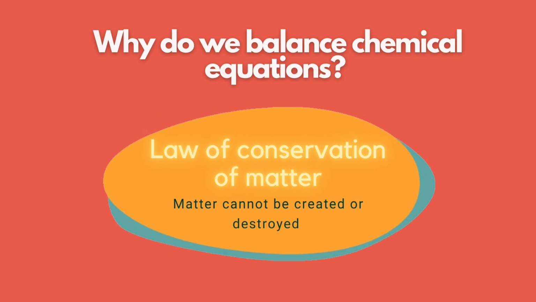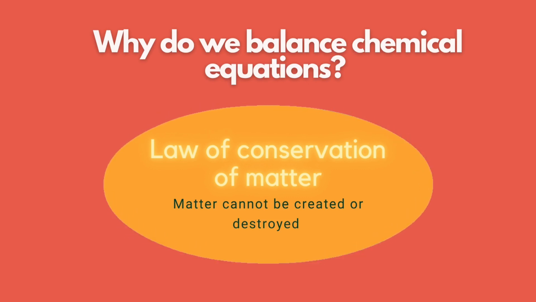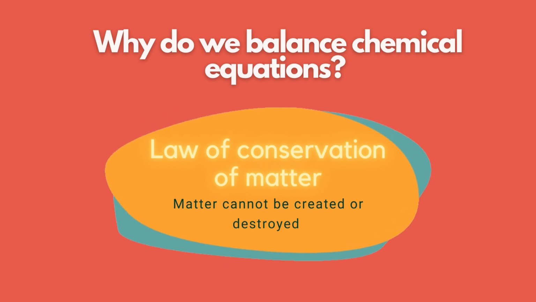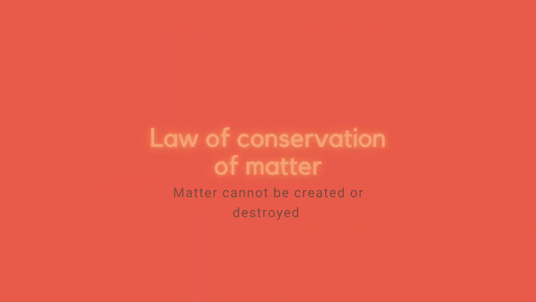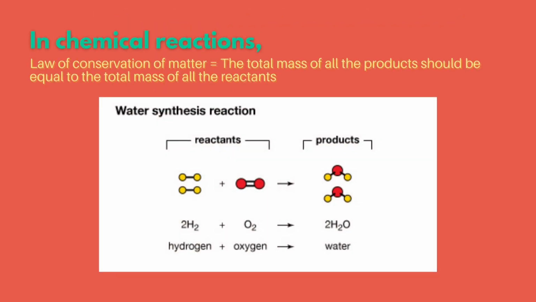We balance chemical equations in order to obey the law of conservation of matter, which in simple terms states that matter cannot be created or destroyed. In chemical reactions, however, this law basically means that the total mass of all the products should be equal to the total mass of all the reactants.